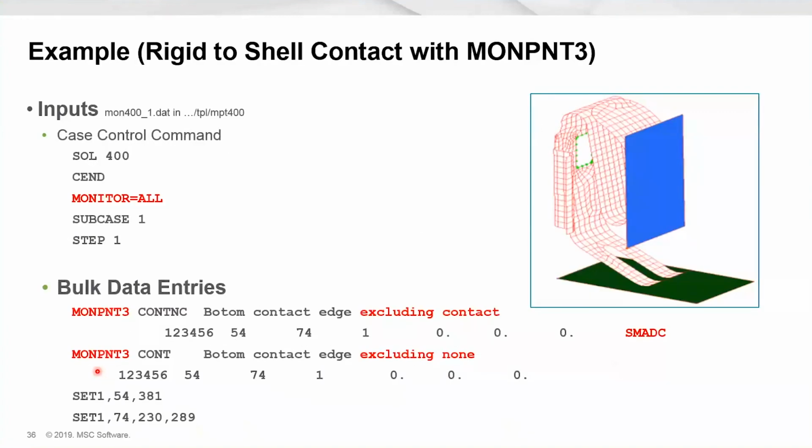So here is an example. MONITOR ALL is requested in the case control command, and then MONPNT3 is in the bulk data entry. This is the new entry here, SMADC, and if you have specified this, then it will give you the output excluding contact, and if you have not specified it in the bulk data entry, then it will show you the output for everything, including contact.